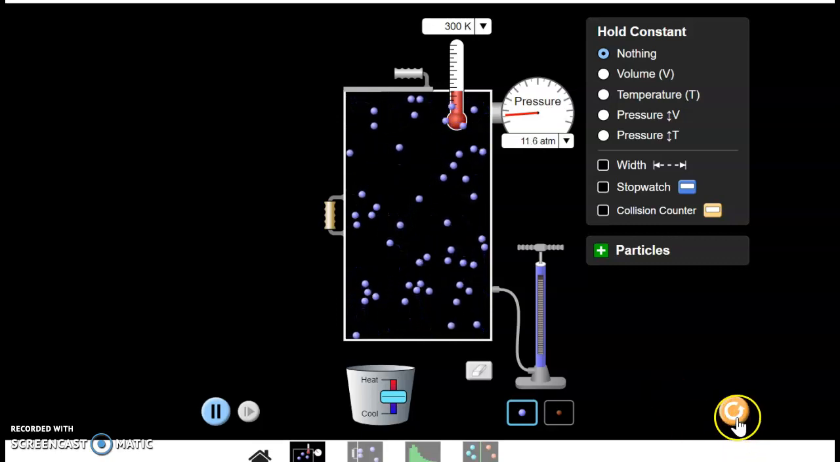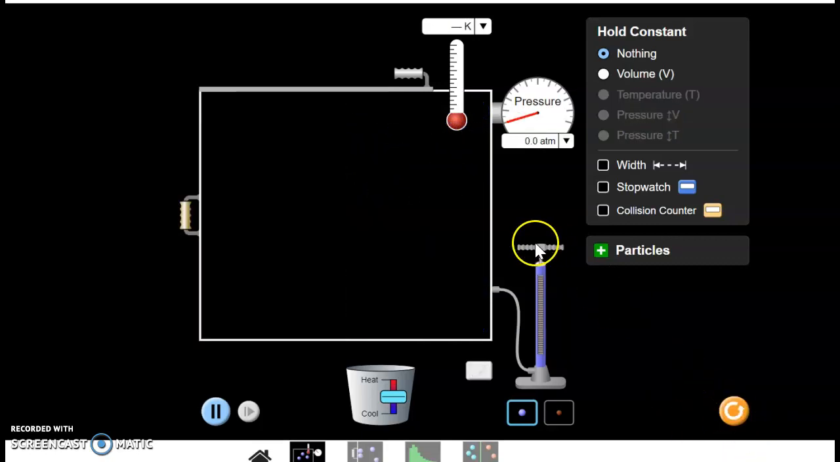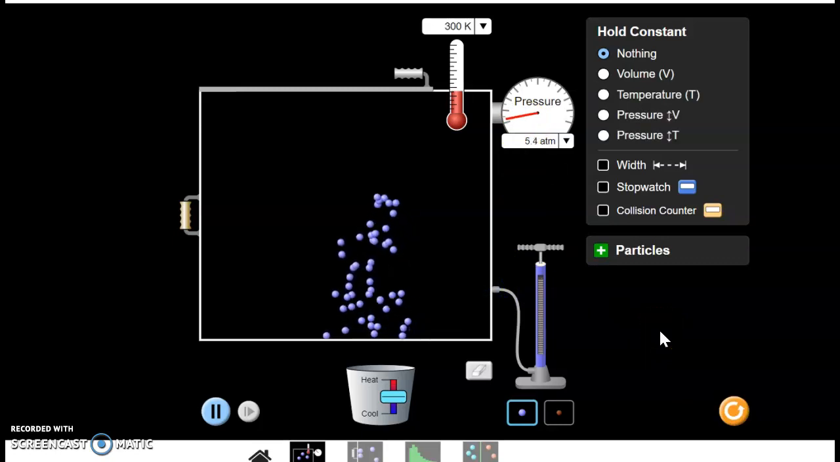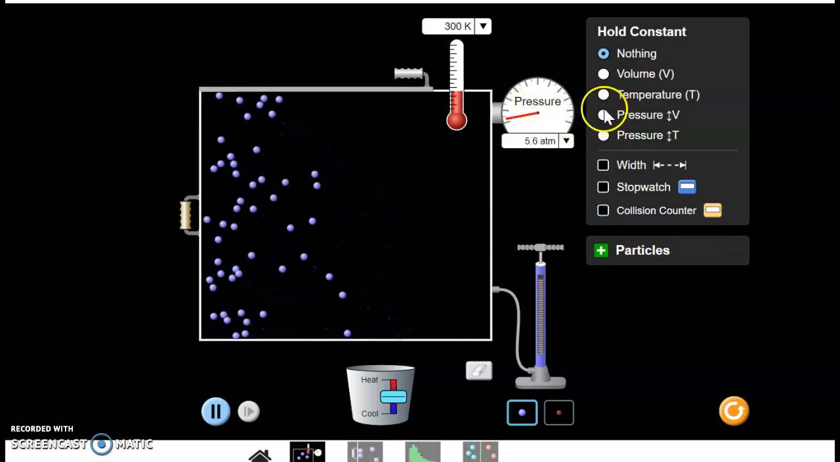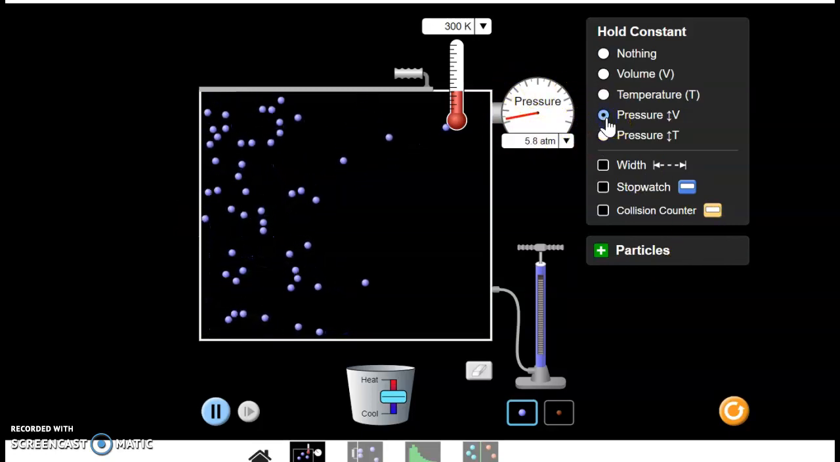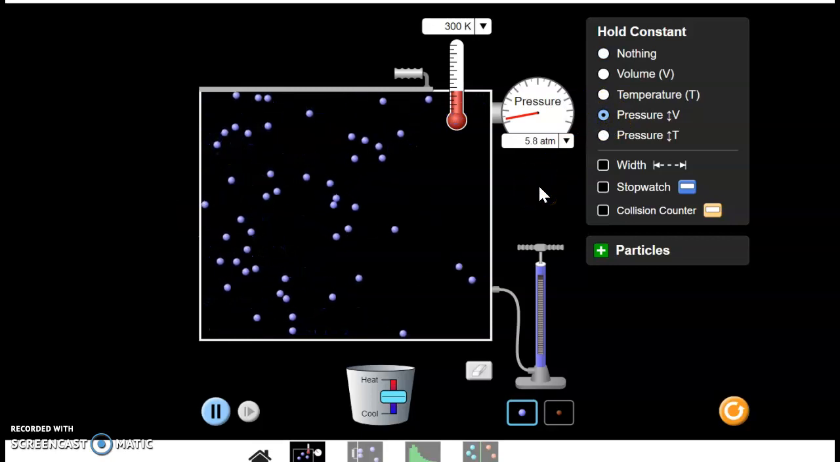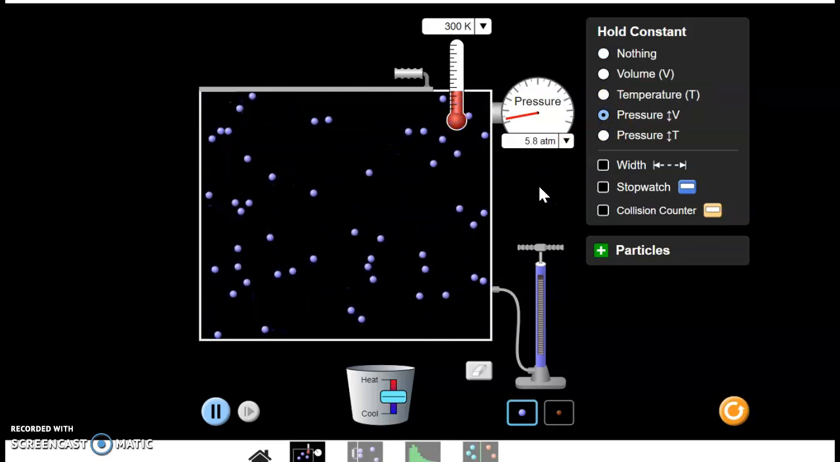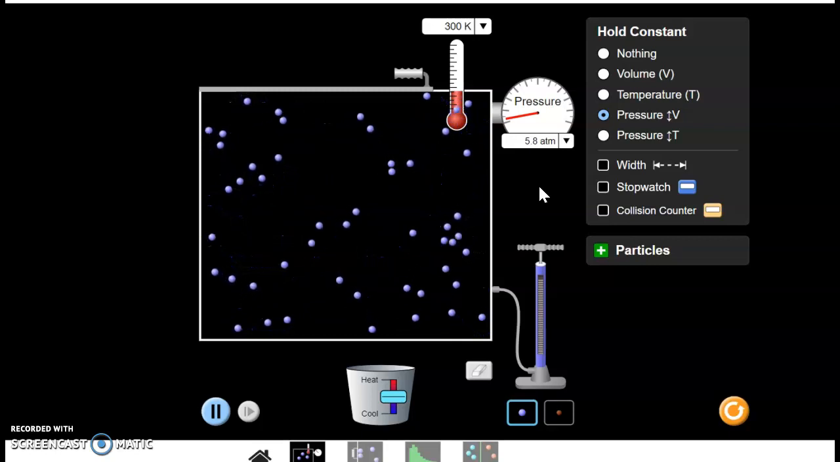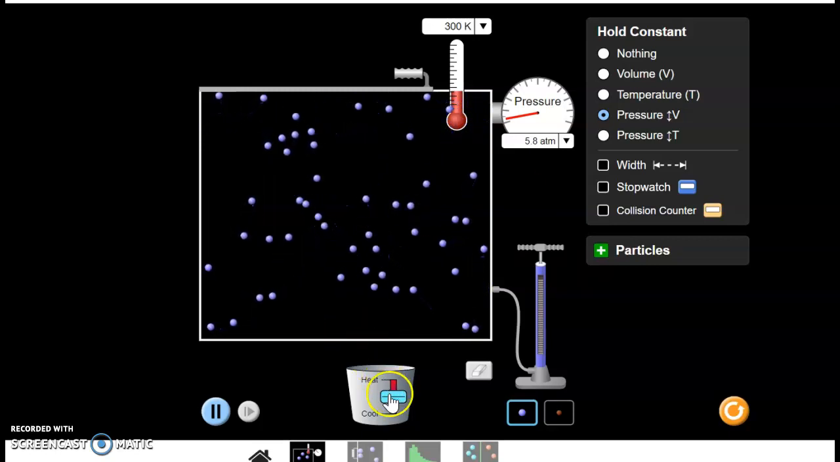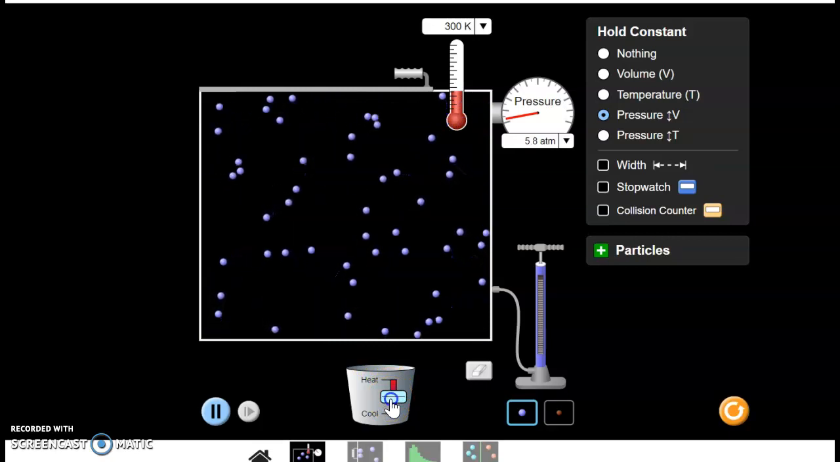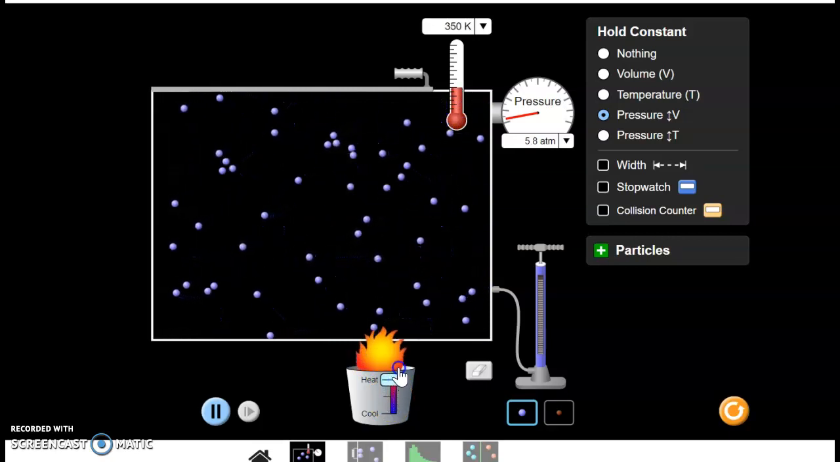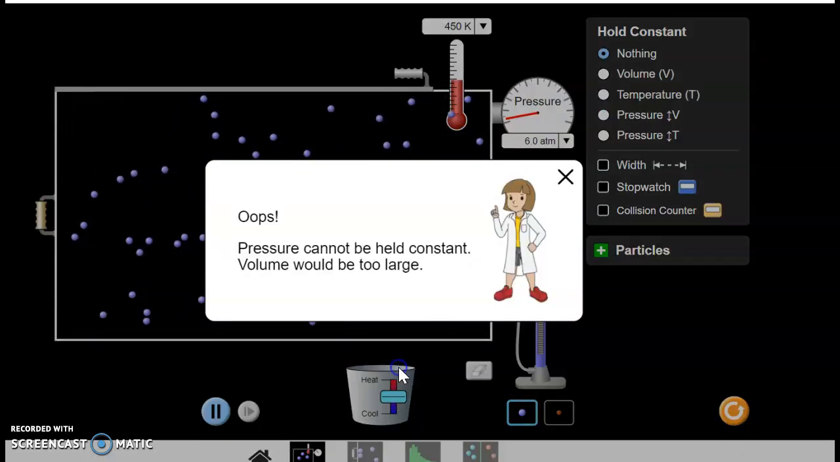Okay, alrighty, let's reset. Let's pump some more gas back in. So there go my particles. Alrighty, so we are going to set our pressure constant. So it's going to be set at 5.8 atmospheres. Now, if we were to increase the temperature, well, let's take a look. Let's increase the temperature. Whoa!